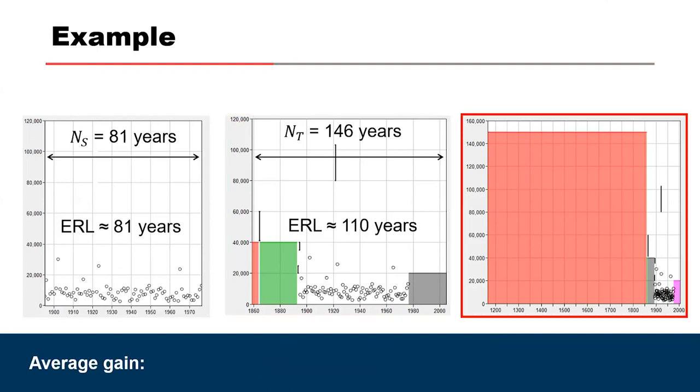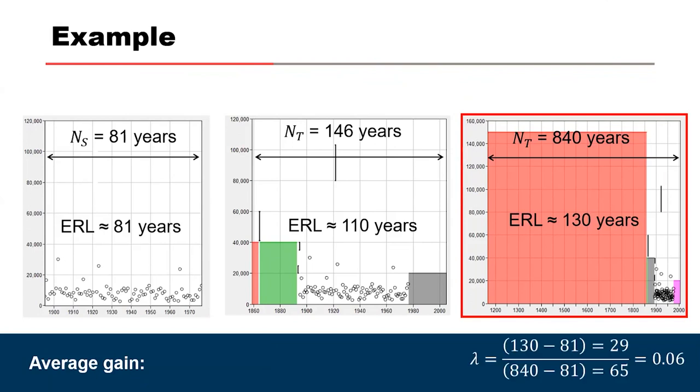In the third figure on the far right, we have added paleo non-exceedance bound data to the total record using a perception threshold, which increased the total record length to 840 years. The effective record length for this data set is about 130 years, resulting in an average gain of about 0.6. The average gain is relatively small in this example. Why do you think that is?